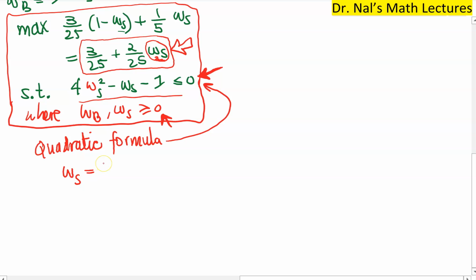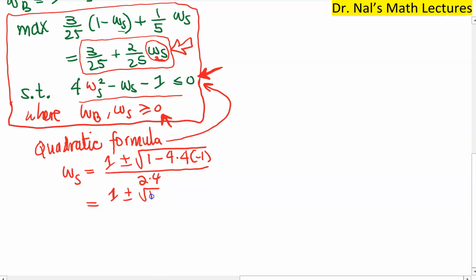So the roots will end up being minus b, which is minus (−1), so 1, plus or minus the square root of b squared, which is 1, minus 4 times minus 1, all divided by 2 times 4. Let me write down both roots, and then we decide which of the two we want to use. That comes out as 1 plus or minus the square root of 1 plus 16, which is 17, all divided by 8. That's WS.